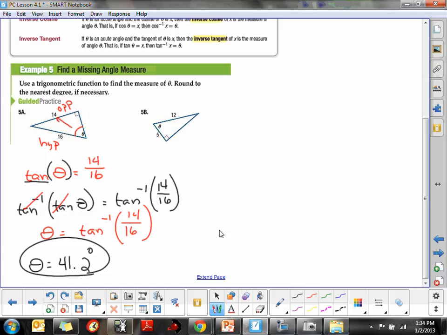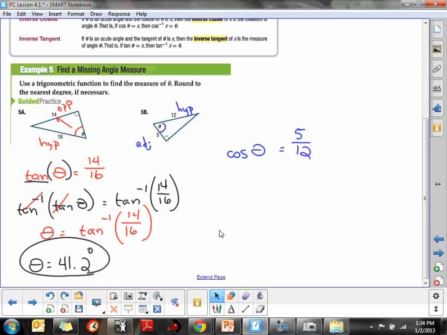In 5b, here's our angle theta. So if that's theta, I'm looking at the sides that they gave you. 5 is the adjacent side, and the other side is the hypotenuse. So if they give you adjacent hypotenuse, then I'm going to use the cosine of the angle. So the cosine of angle theta has to be equal to the ratio of 5 to 12.